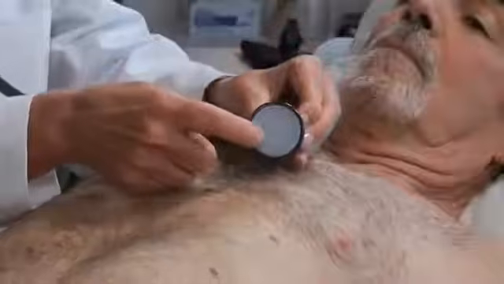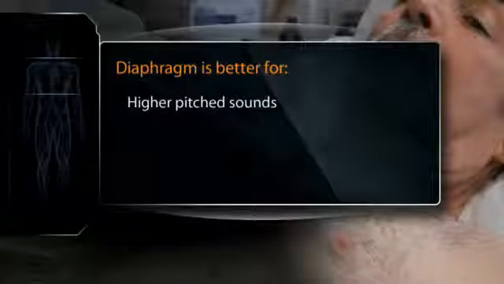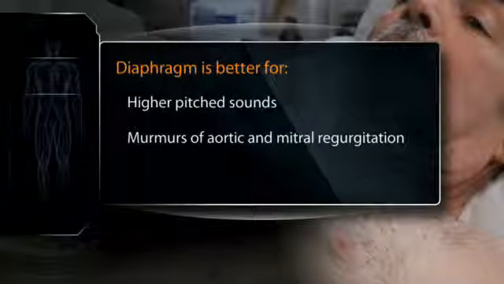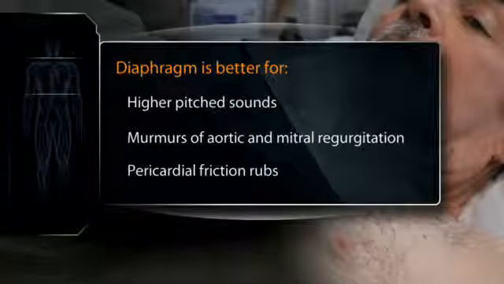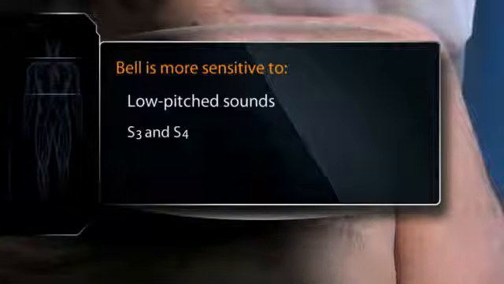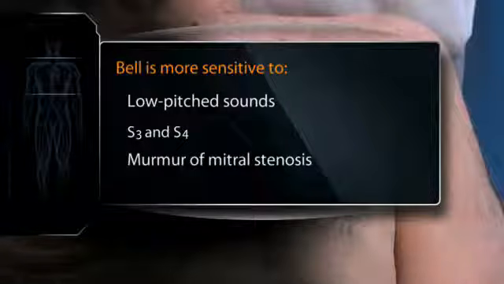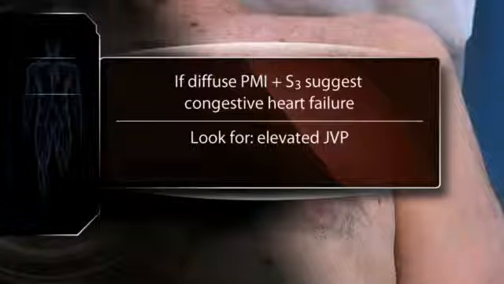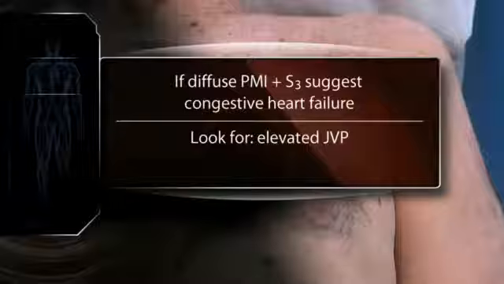When auscultating, it's important to know your stethoscope. The diaphragm is better for detecting higher-pitched sounds, such as S1 or S2, the murmurs of aortic and mitral regurgitation, and pericardial friction rubs. The bell is more sensitive to low-pitched sounds, such as S3 or S4, and the murmur of mitral stenosis. When auscultating the heart, remember to correlate your findings with the patient's jugular venous pressure and carotid pulse. For example, if there is a diffuse PMI and an S3 suggesting congestive heart failure, look for an elevated JVP.